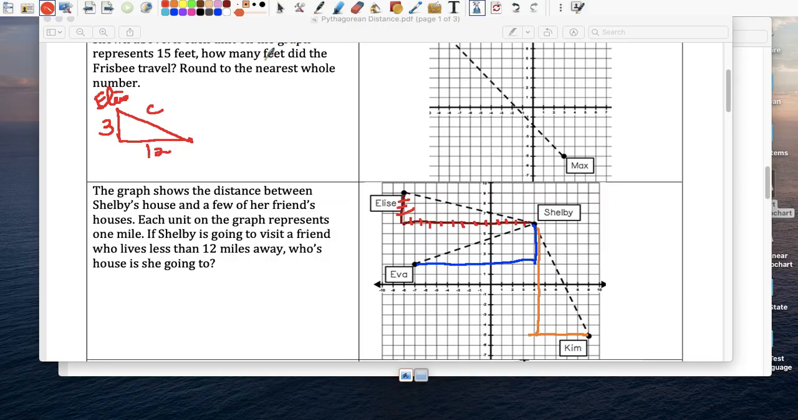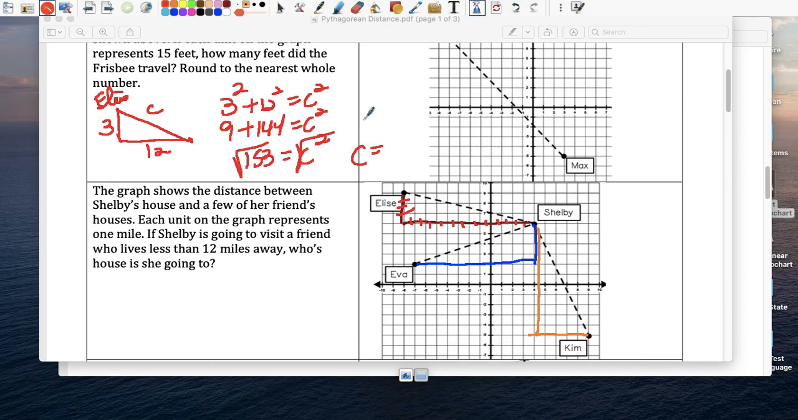So let's just do it. 3 squared plus 12 squared equals c squared. That is 9 plus 144 equals c squared. We got 153 equals c squared. Let's take the square root of both sides, and c, the square root of 153, is 12.36 approximately. 12.37 actually. So Elise is out because she lives more than 12 miles away. So it's not going to be Elise.